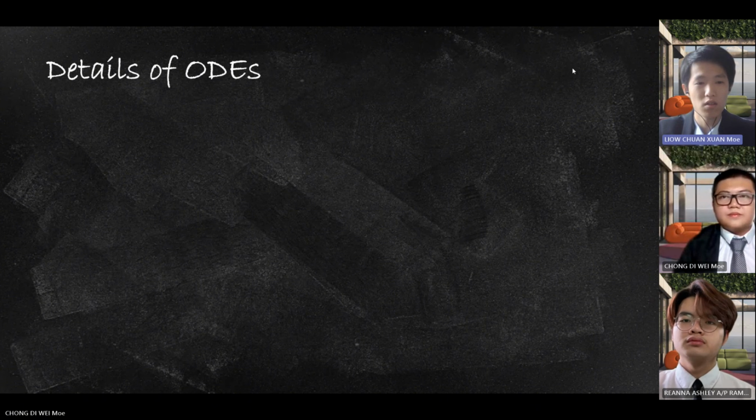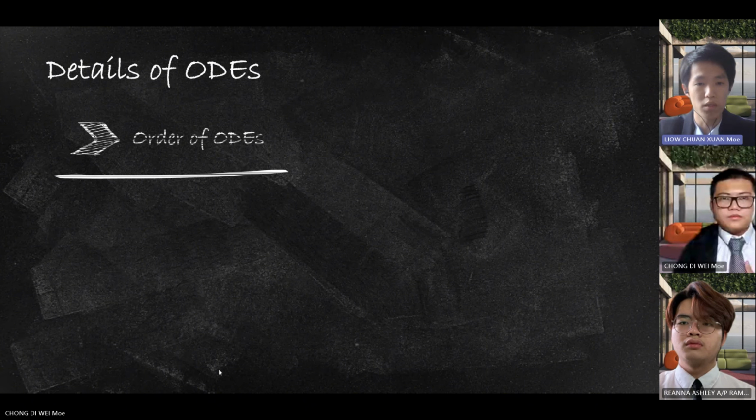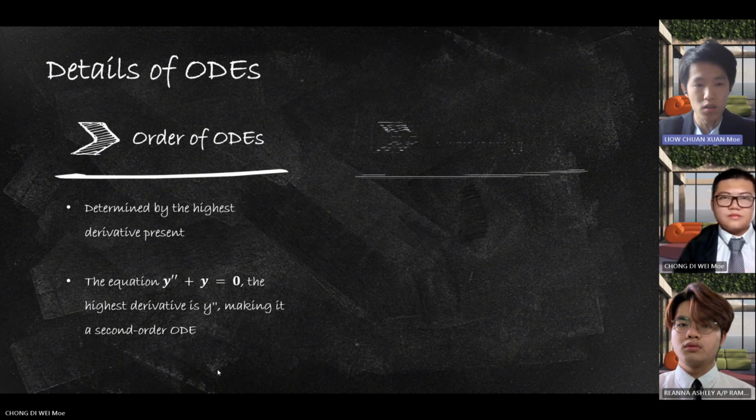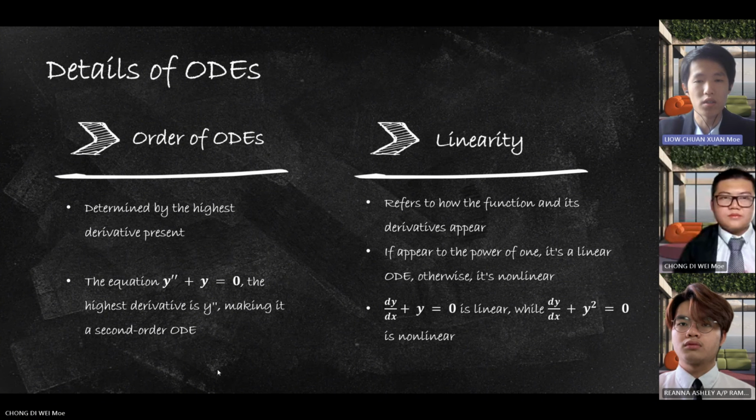Thank you. As mentioned, the order of an ODE is determined by the highest derivative present. For example, in the equation y'' + y = 0, the highest derivative is y'', making it a second-order ODE. Linearity refers to how the function and its derivatives appear. If they appear to the power of 1, it's a linear ODE. Otherwise, it's non-linear. For instance, dy/dx + y = 0 is linear, while dy/dx + y² = 0 is non-linear.